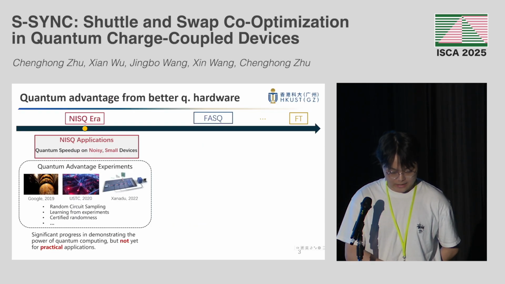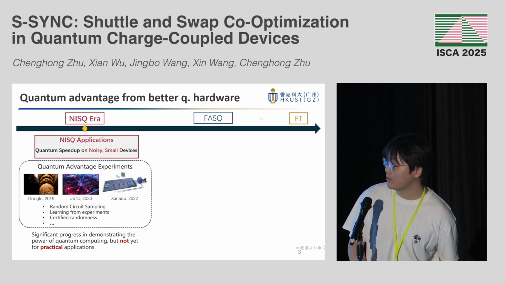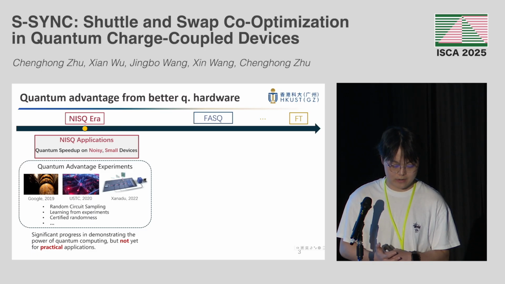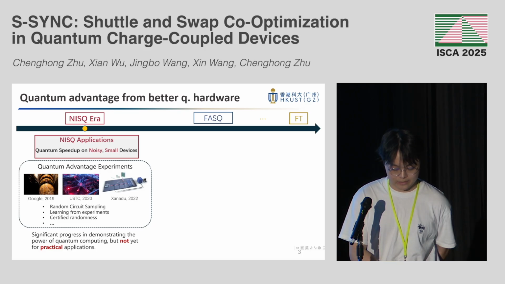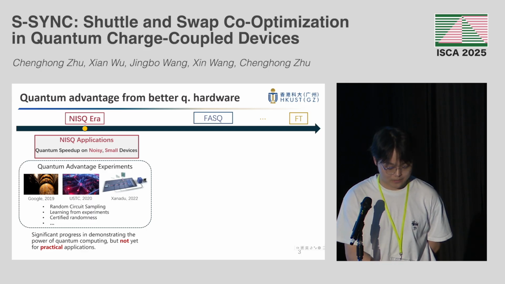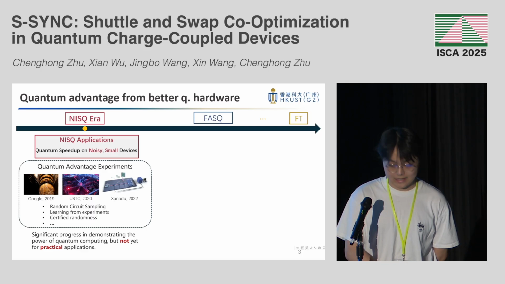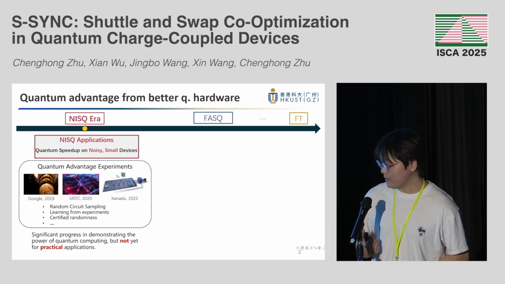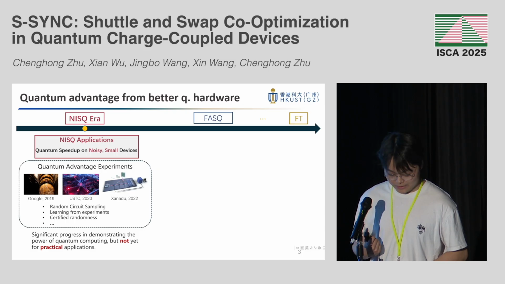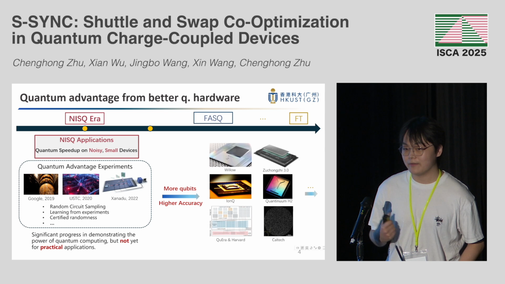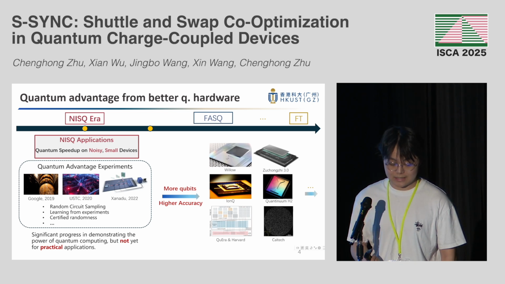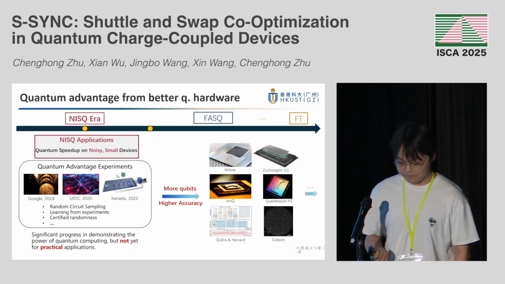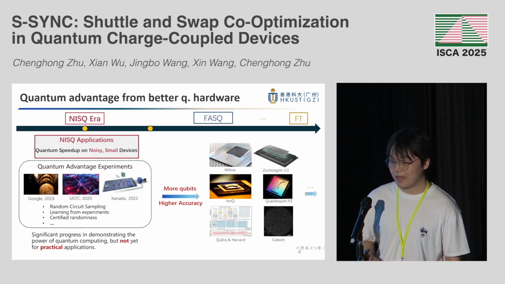Before I start, I would like to give a bit of background on this topic. We are currently in the ISCA area, and many experiments have been done to show quantum advantages, for example random circuit sampling, learning from experiments, and certified randomness. Although there is significant progress in demonstrating the power of quantum computing, it is not yet there for practical applications. John Preskill has also pointed out that quantum devices are going to be larger and move towards fault-tolerant application scale. It means we will have more qubits and higher accuracy.